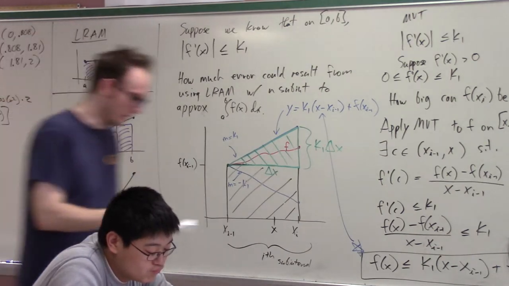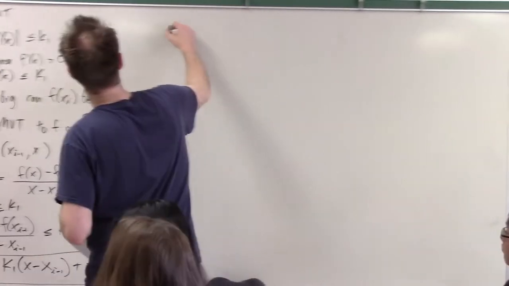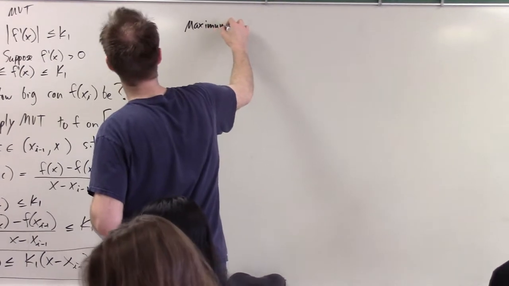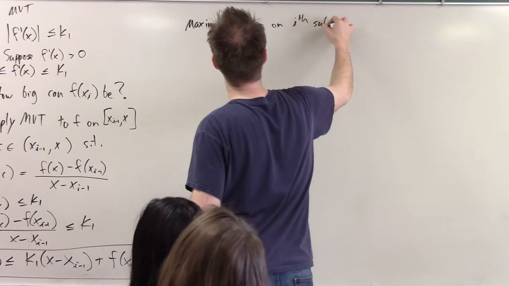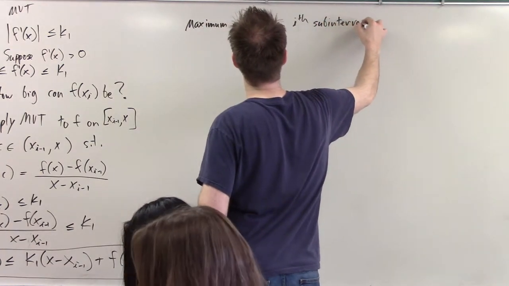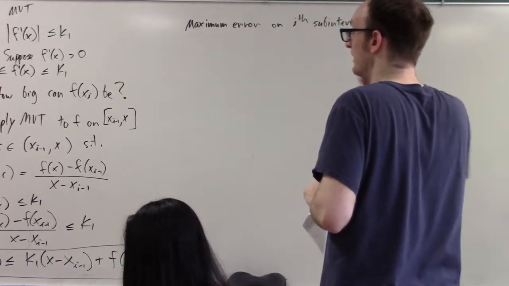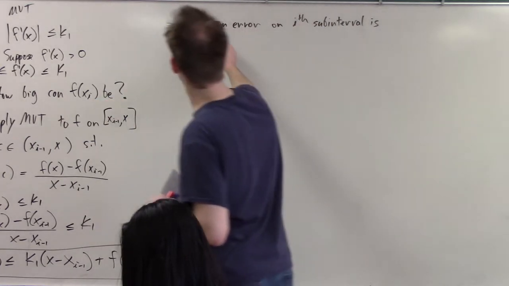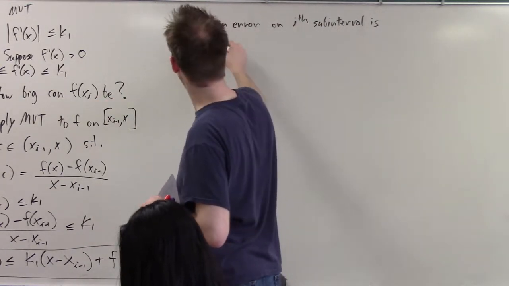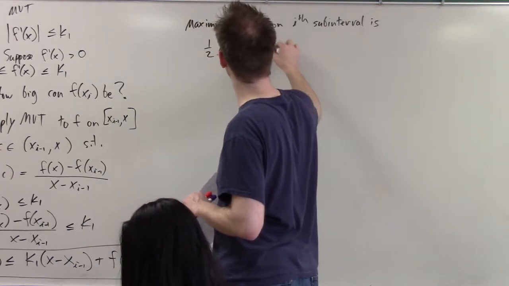Okay, so this kind of concludes the argument, right? What I have now shown is that the maximum error on the ith subinterval is going to be the area of that green triangle. So it's going to be 1/2 base, which is delta x, times the height, which is k1 delta x.